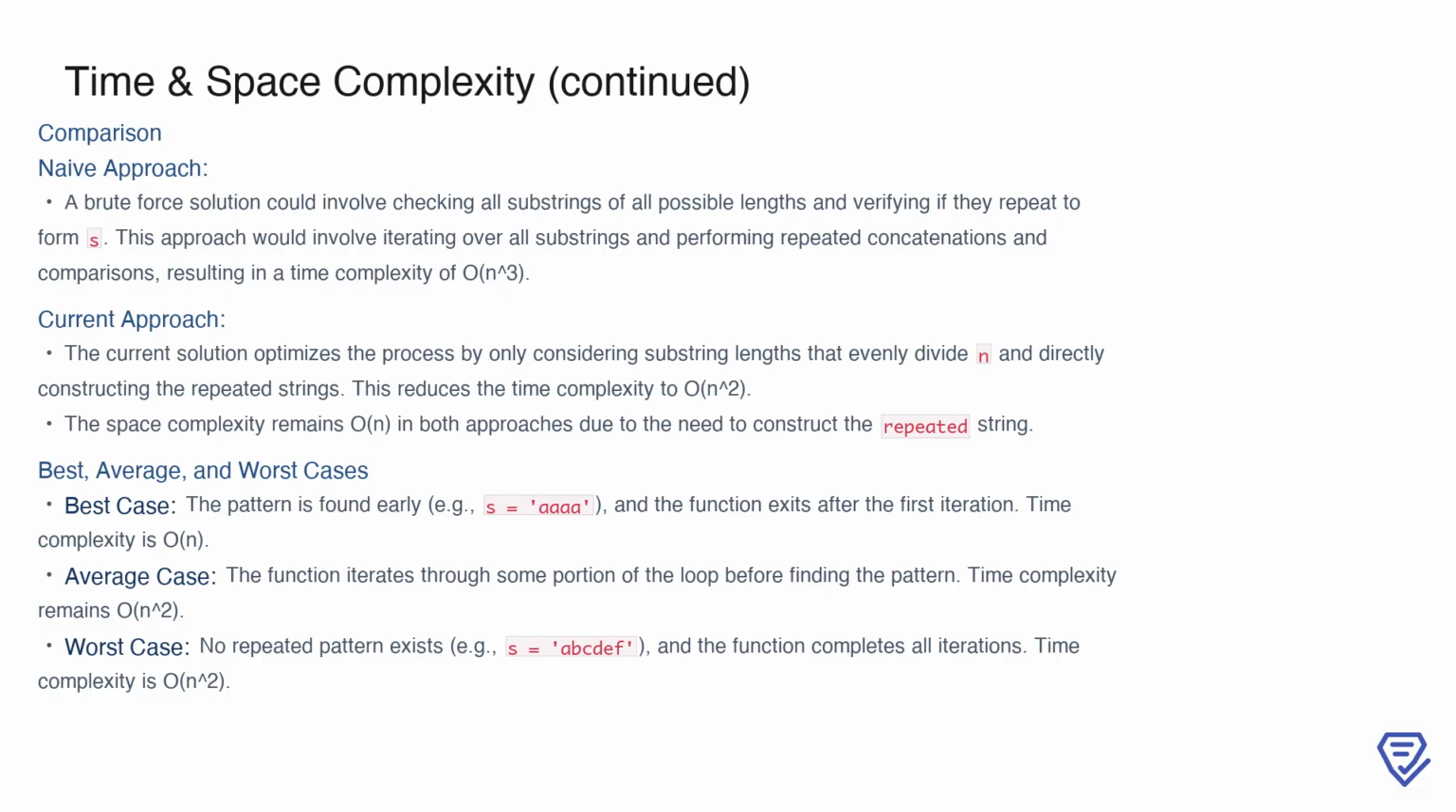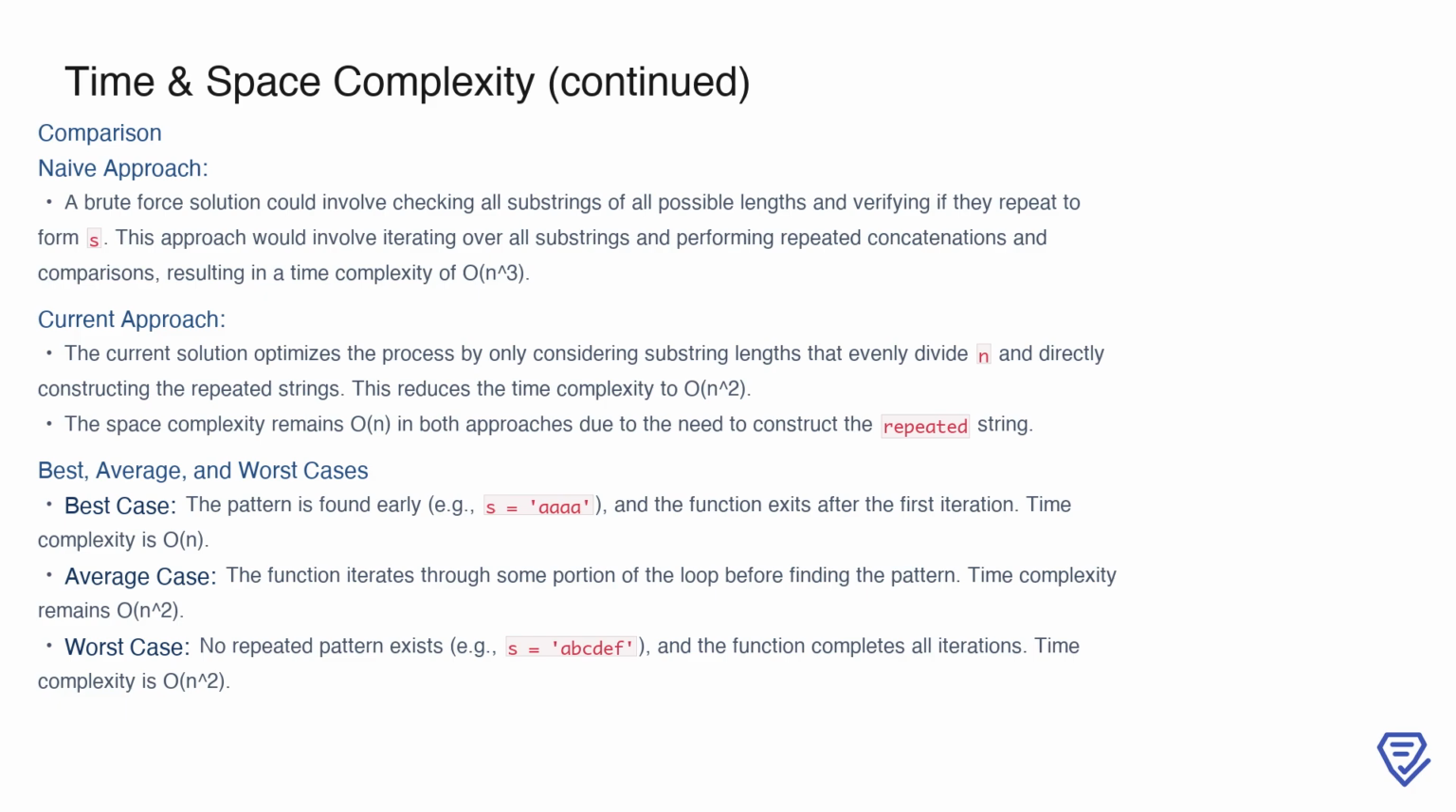In contrast, the current solution narrows down the possibilities by only considering substring lengths that evenly divide n and directly constructs the repeated strings for comparison. This optimization reduces the time complexity to O(n squared). As for space complexity, both approaches require O(n) space due to the creation of the repeated string.